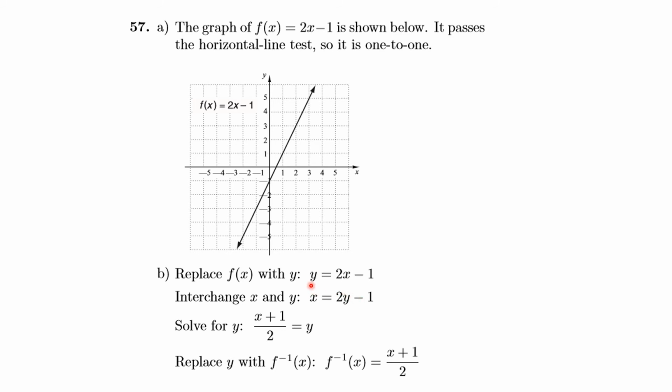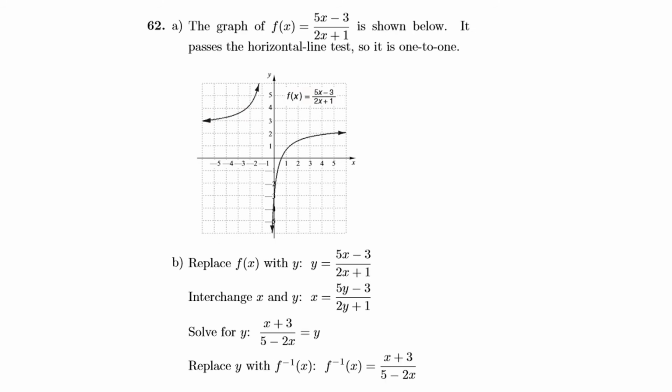So instead of having y equals 2x minus 1, again, f of x is y, we switch the x's and y's. So everywhere where we have a y, we put an x, and everywhere we have an x, we put a y. And then we solve for y in terms of x. So y, we're going to add 1 and divide by 2. And so we get that y is equal to x plus 1 all over 2. And then we replace y with f inverse of x, and we find that f inverse of x is equal to x plus 1 over 2.